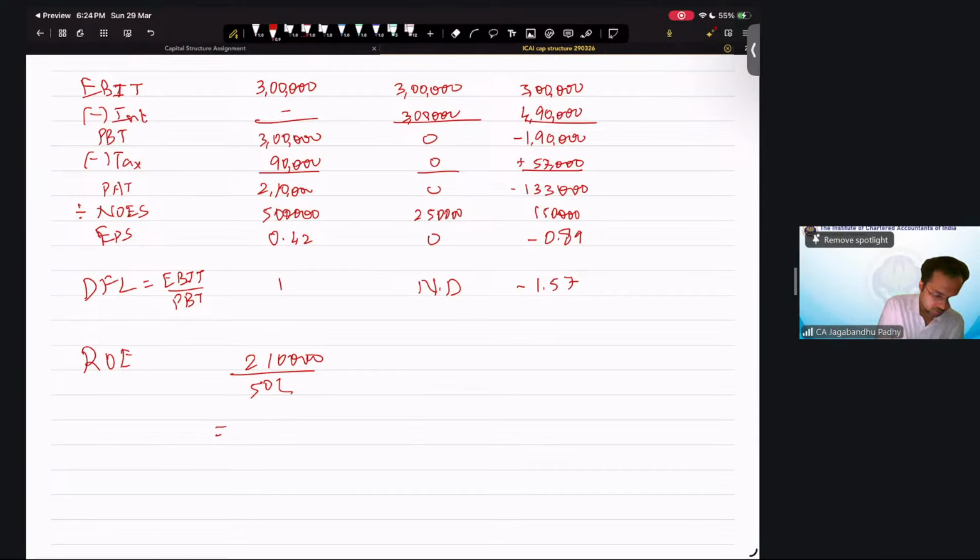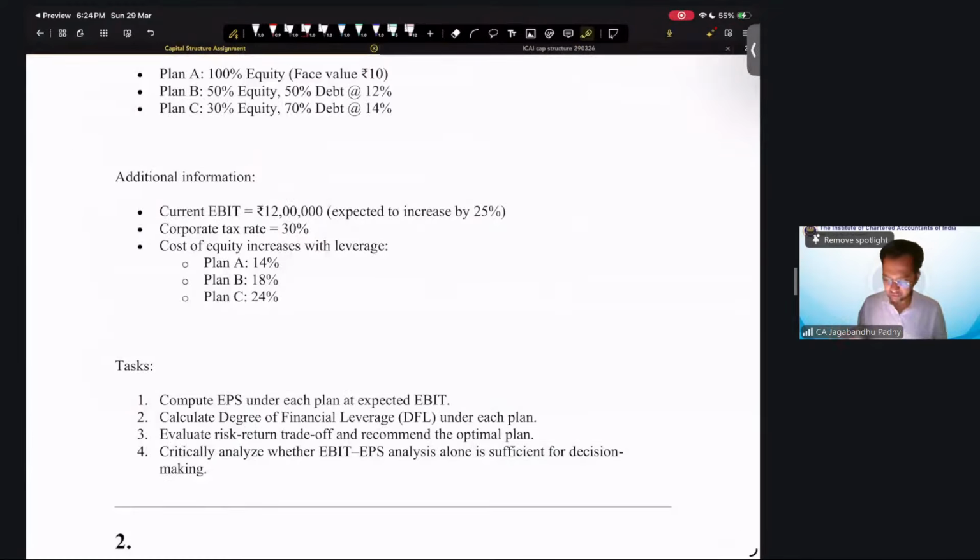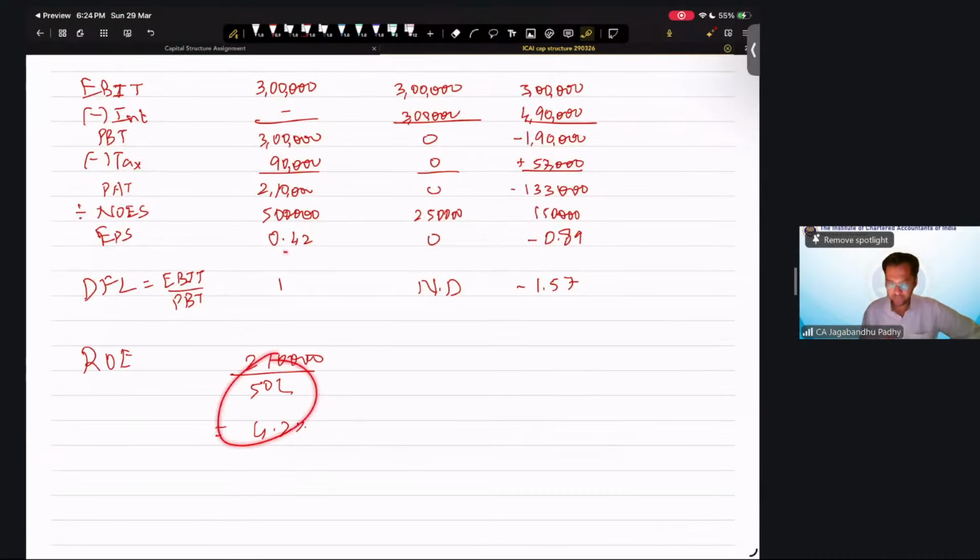2 lakh 10,000 upon 50 lakh, which is just 4.2%. So as an equity investor, we want 14%, but the project is likely to give you only 4.2%. So should we make an investment into this project or no?